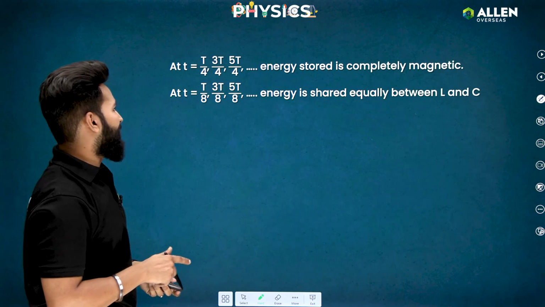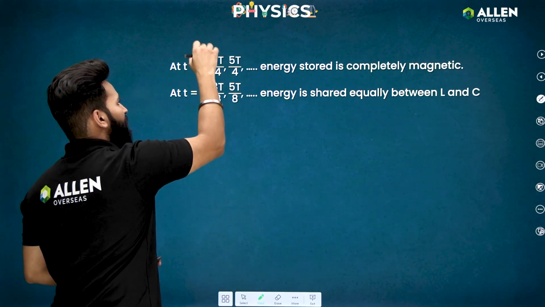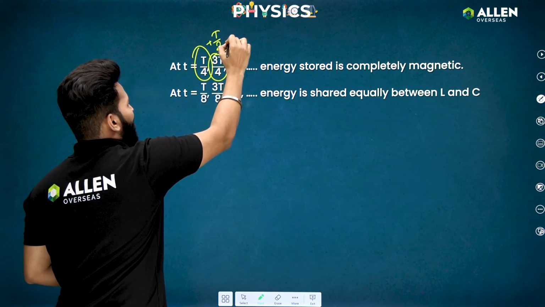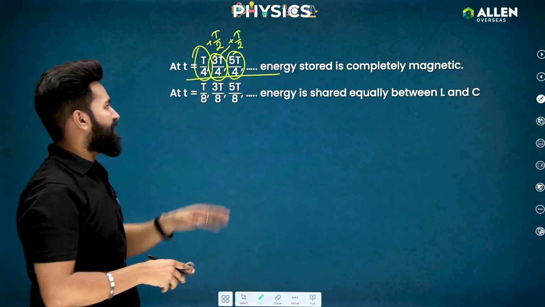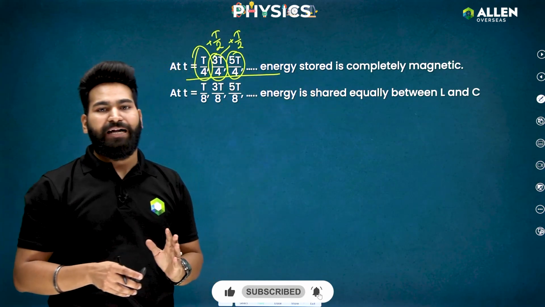So we can simply say that at T by 4, it was completely magnetic. Just add T by 2 to that, so you get 3T by 4. Again, add T by 2 to that, you get 5T by 4. So in this manner, we can say that at these time instants, the energy stored will be completely magnetic.